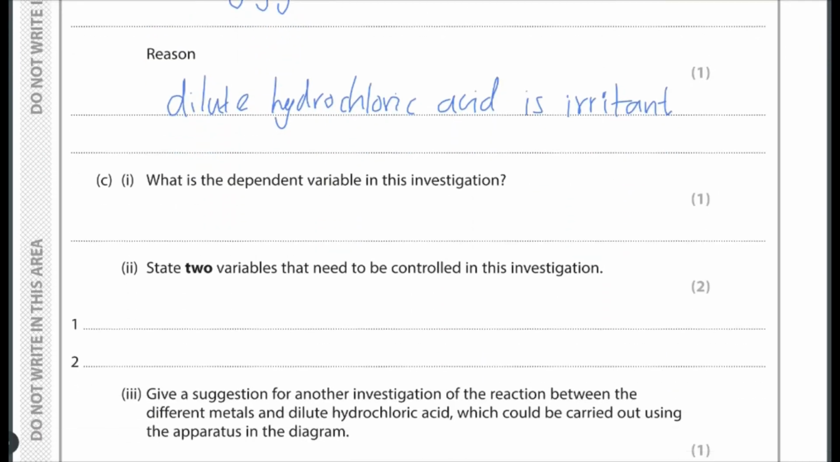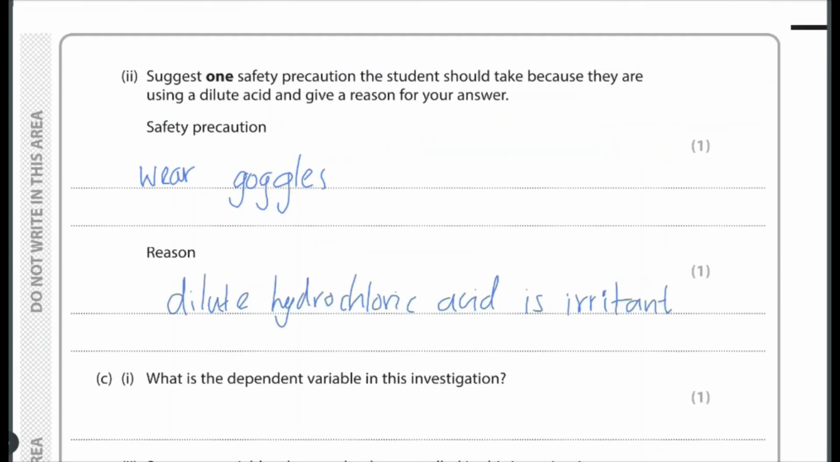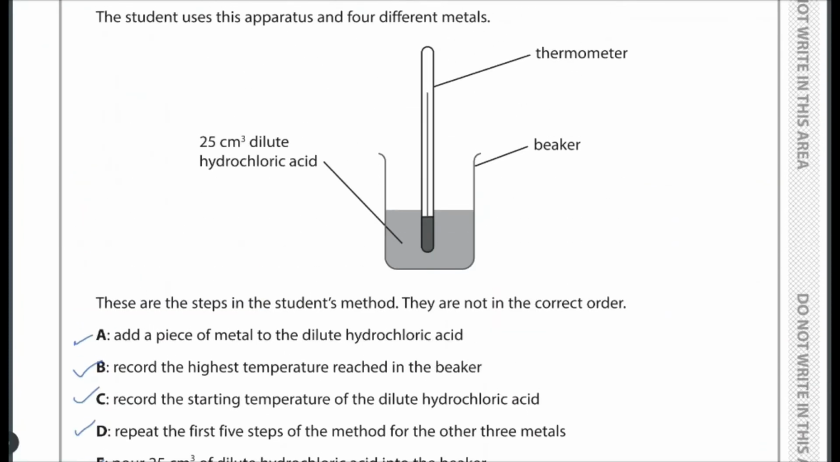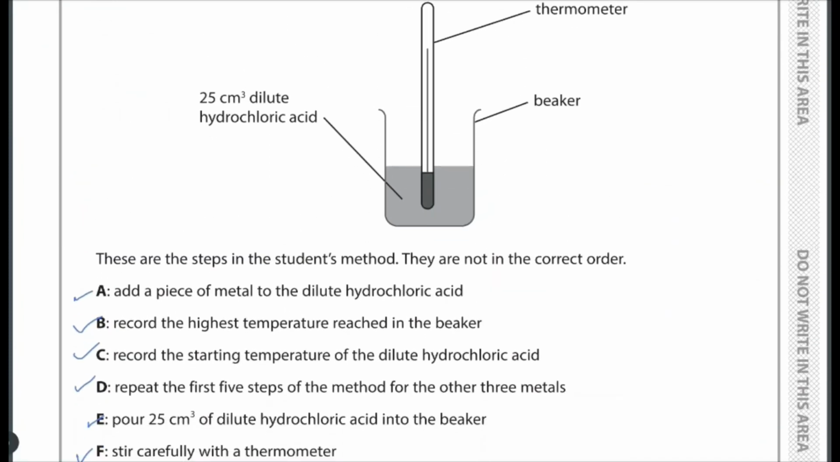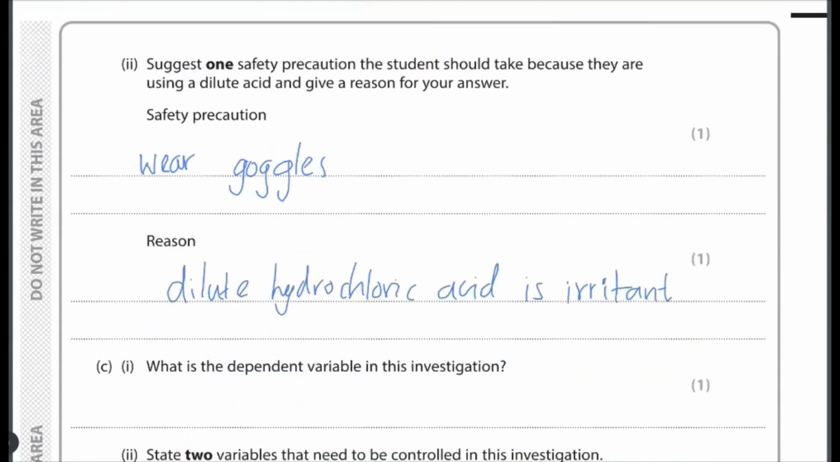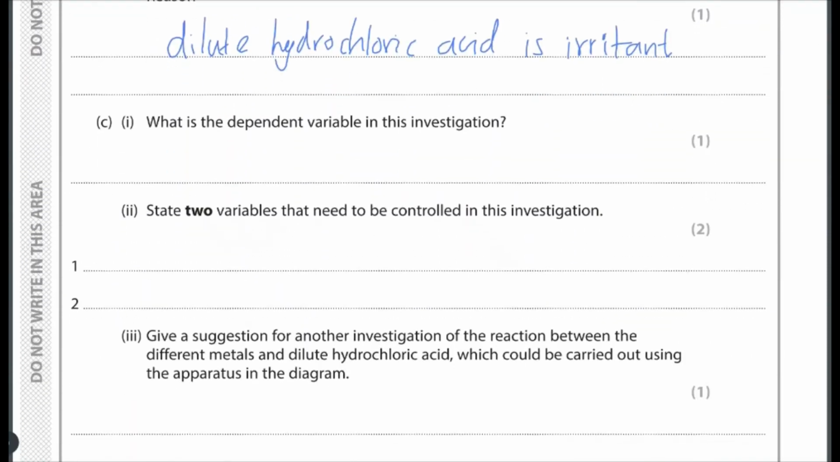Next question, what is the dependent variable in this investigation? What are we changing over here is the type of metal. Depending on the metal, the temperature changes. So the dependent variable is temperature increase.